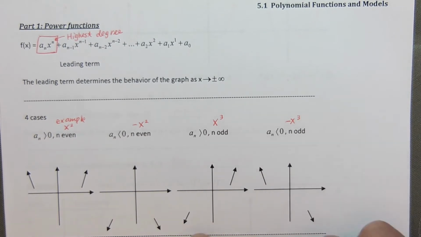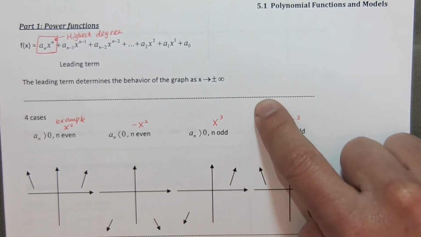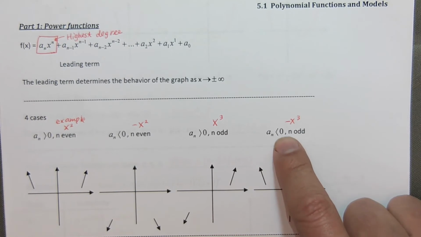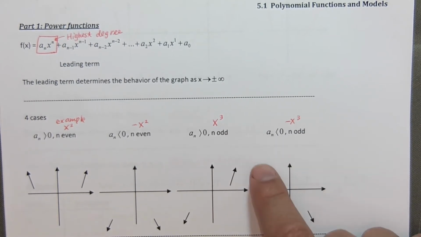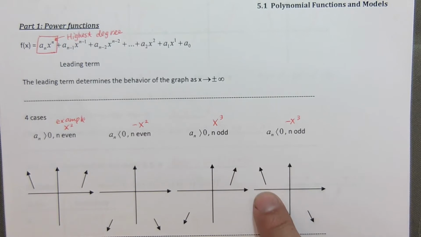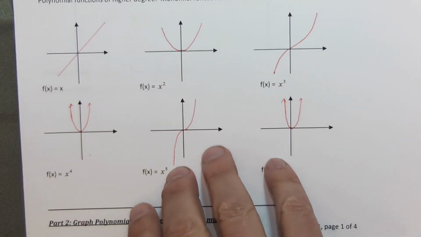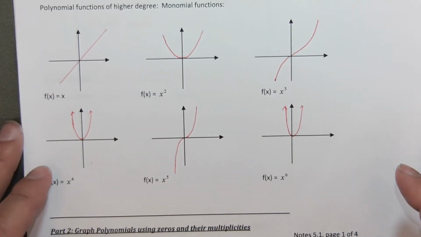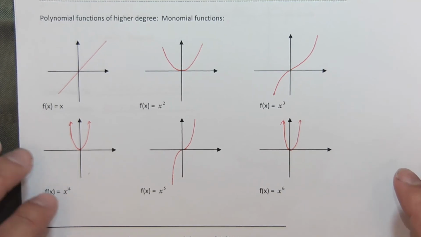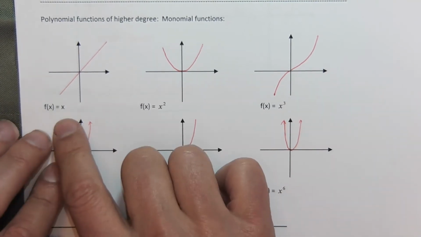It starts negative, it does whatever in between, but ends up. And when the lead coefficient is negative with an odd degree, it starts up, goes down, does whatever, and ends down. So this is typical behavior of these polynomials. And so here are some basic polynomials as we're looking at this. And these are all just the basic monomials.